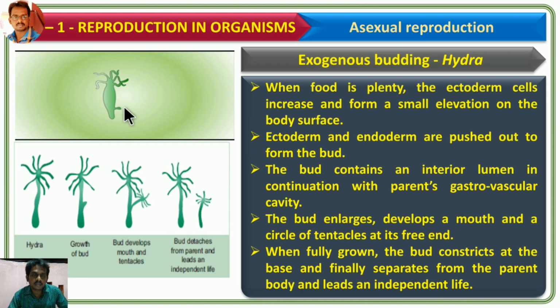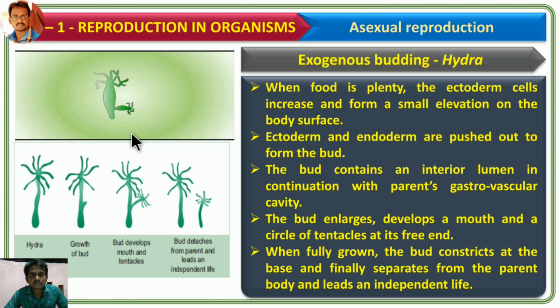The ectoderm and the endoderm are pushed out into the bud, and this bud contains an interior lumen like the parent body. The interior lumen is nothing but the gastrovascular cavity, and the bud enlarges and develops a mouth and a circle of tentacles at its free end. See here, this bud is developed from the parent body, and the tentacles also encircle the mouth. When it completes its full growth, the bud constricts and detaches from the parent body and grows into a new organism, or new Hydra.